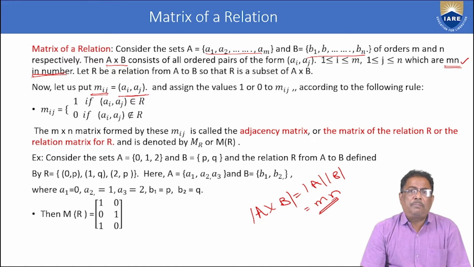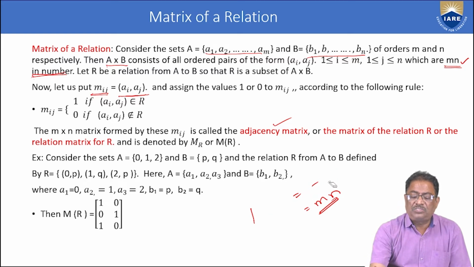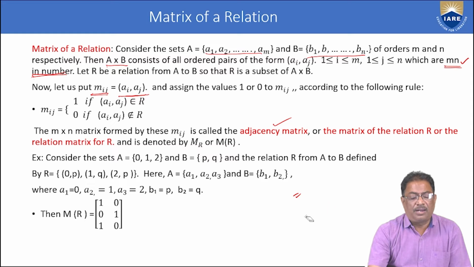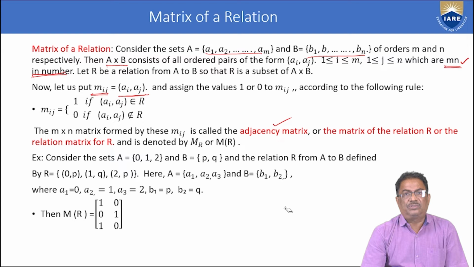Now, whatever matrix we get, that matrix is known as an adjacency matrix, or we can call it a relation matrix, or a matrix of the relation. Let us consider one example.